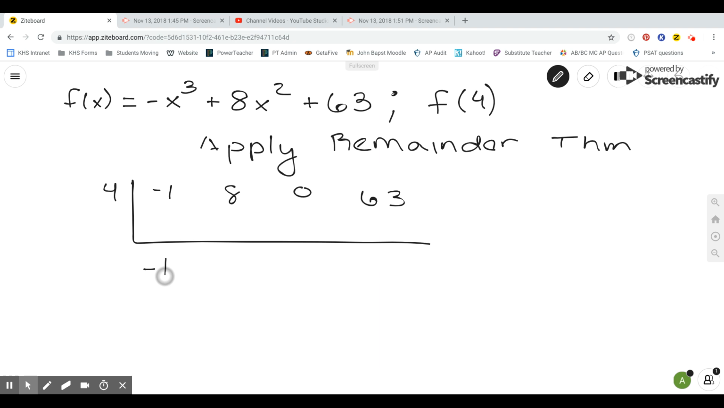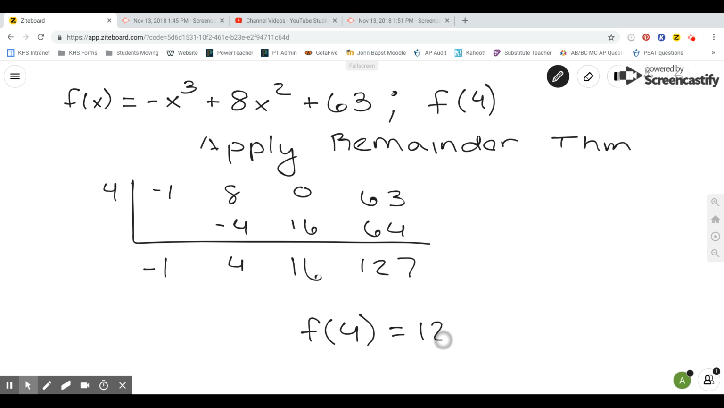Carry down that -1, multiply 4 times -1, add 8 plus -4, multiply, so 4 times 4 is 16, add, and then multiply 4 times 16 is 64, giving us a grand total of 127 right here. So your function value is equal to 127. So f of 4 is equal to 127.